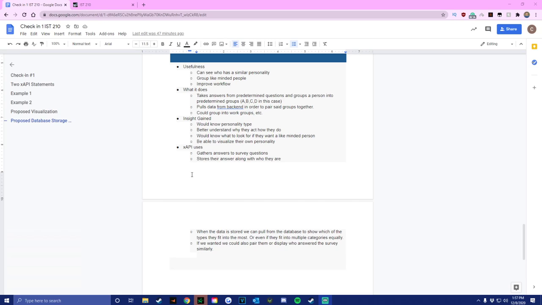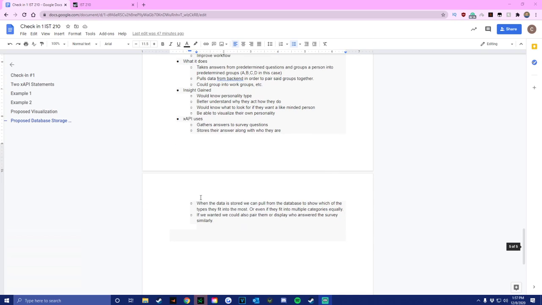And it also stores who they are, so it'll be in the database, like what person, for future. I think I talk about it down there, but it'll keep the person that answers it in the system, so whenever somebody else would answer similarly or the same, if we wanted to, we could pair them together or something like that. So when the data is stored, we can pull from the database, show which of the types they fit into most or multiple categories equally.